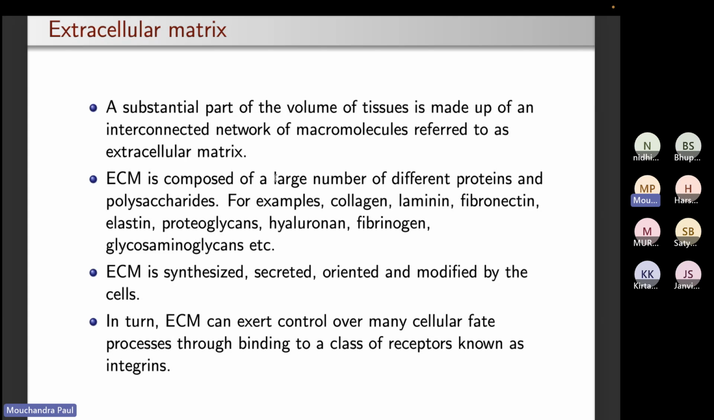Take cell differentiation: a stem cell differentiates into different kinds of cell types. If the substrate is mechanically strong or hard, they have seen that bone marrow stem cells differentiate into osteoblasts. If the substrate is relatively softer, it will differentiate into adipocytes. So ECM has this kind of control, and the control is through a particular type of receptor called integrins, present on the cell membrane.